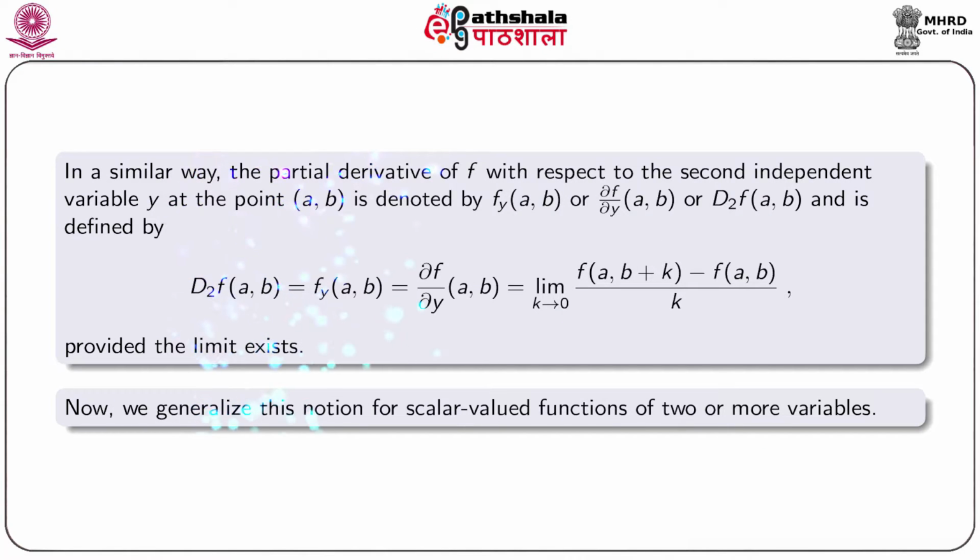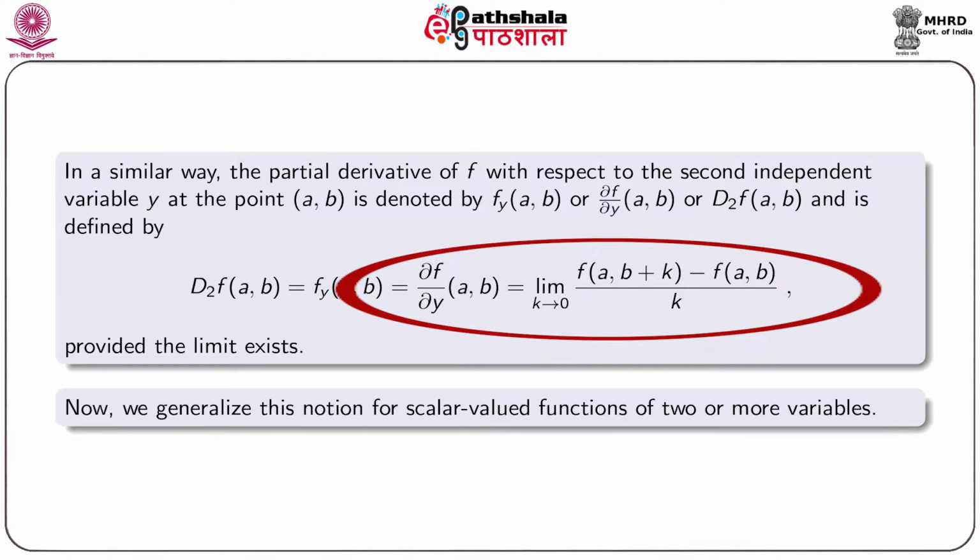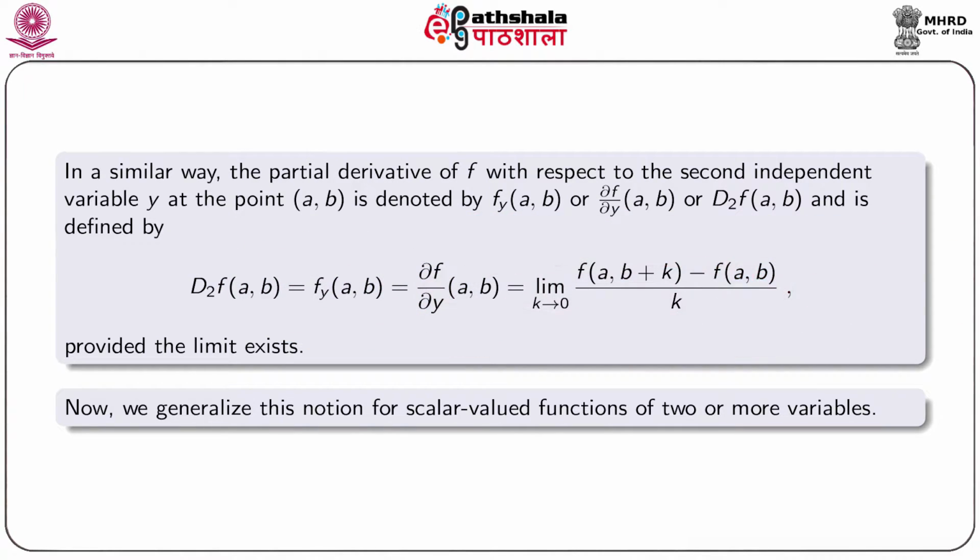In a similar fashion, the partial derivative of f with respect to the second variable y at the point (a, b) is denoted by f_y(a, b) or ∂f/∂y at the point (a, b), or D2 f at the point (a, b), and is defined by the limit of f(a, b + k) minus f(a, b), divided by k as k approaches 0, provided the limit exists. In this case, we kept the first variable x as constant.